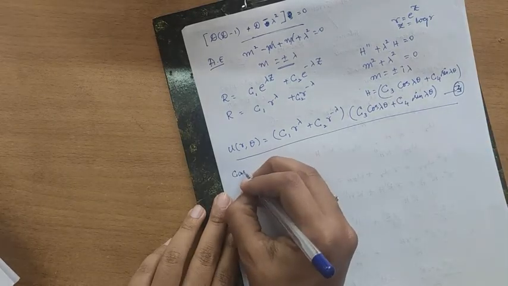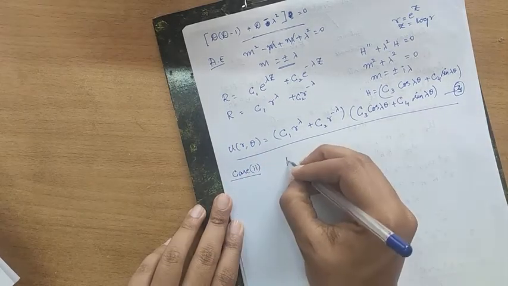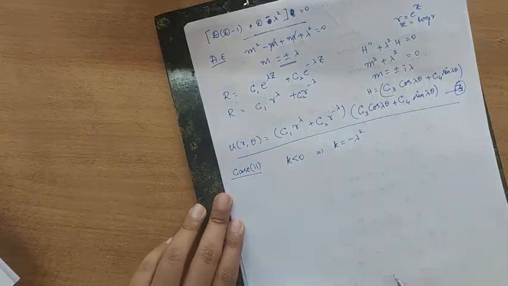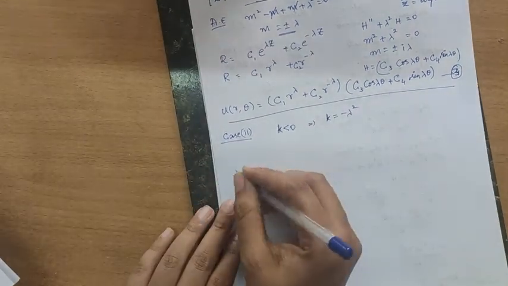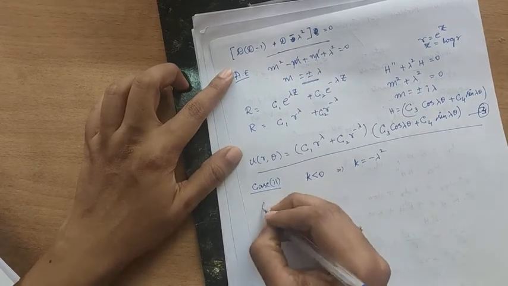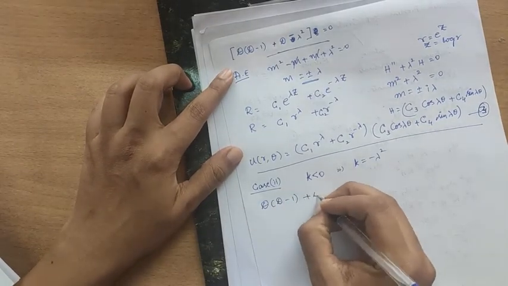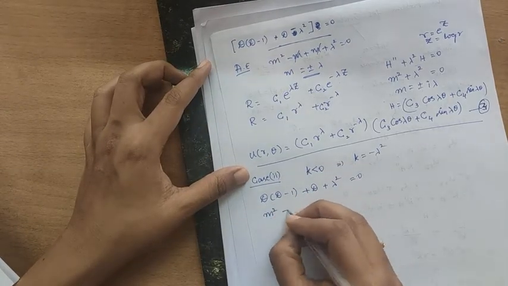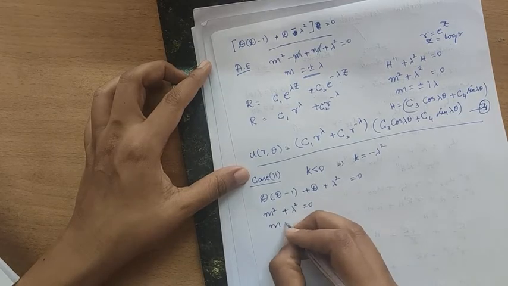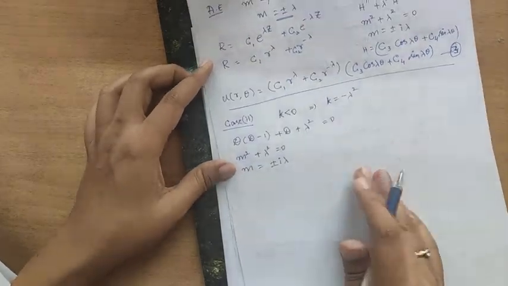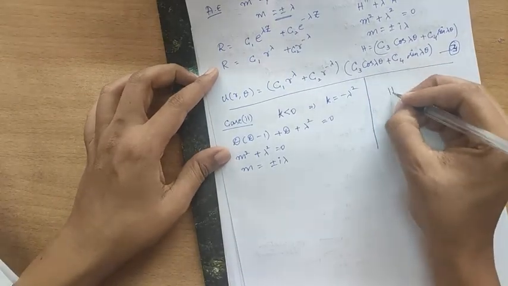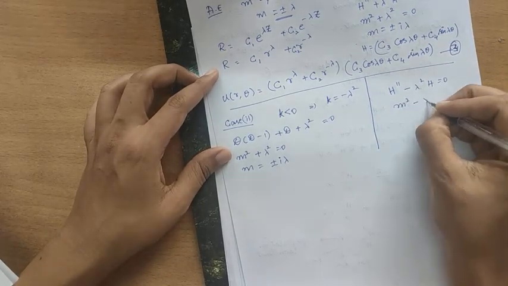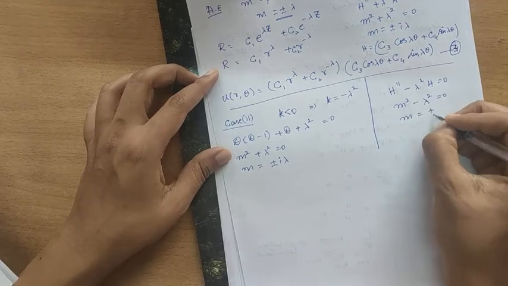Okay, next, case 2: I will choose k less than 0. That means k equals minus lambda square. Now this equation becomes D(D minus 1) plus D plus lambda square equals 0. The auxiliary equation is m square plus lambda square equals 0, so m equals plus or minus i lambda. And the other equation is h double dash minus lambda square h equals 0, so m square minus lambda square is 0 and m equals plus or minus lambda.